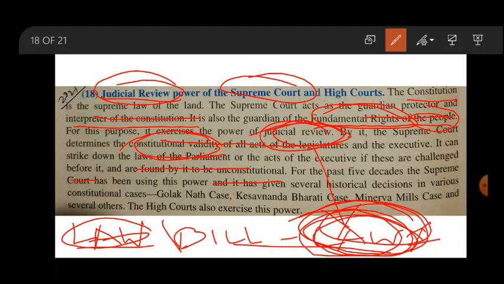For the past 5 decades, the Supreme Court has been using this power and it has given several historical decisions in various constitutional cases. You can refer to the Golaknath case, Kesavananda Bharti case, Minerva Mills case and several others. These are very historic judgments, maintaining the basic nature of the constitution. You can always check this on the internet, if you have it. So this is all about the judicial review power of the Supreme Court.